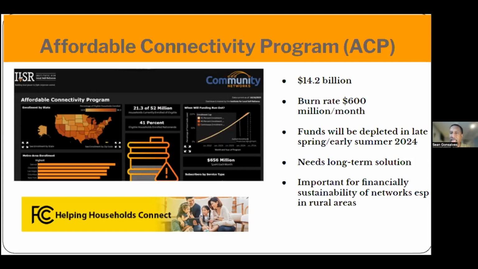But we really need a long-term solution for two reasons. One, affordability is a tremendous barrier. Even when the physical infrastructure is in place, the number one reason cited in survey after survey of why people don't have home internet access is affordability. And so having this kind of subsidy or benefit for households to get online is very important.